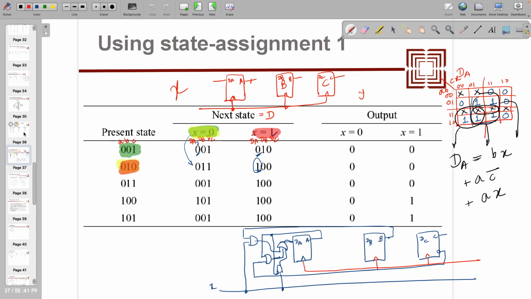Both the questions will be in your assignment. And the same question will be there in your exam also.